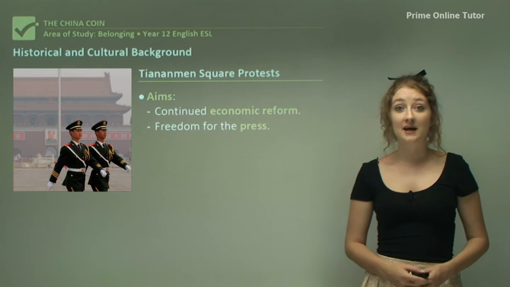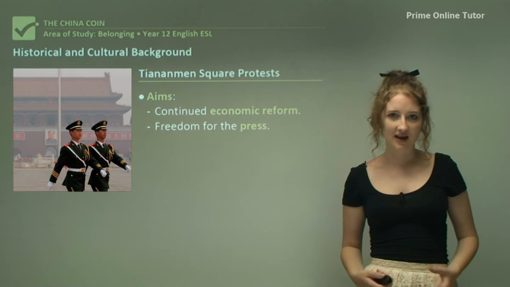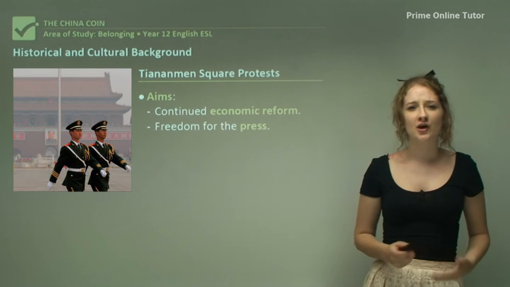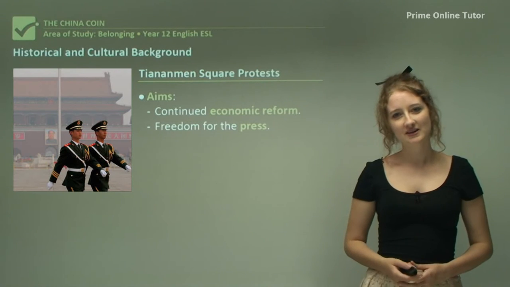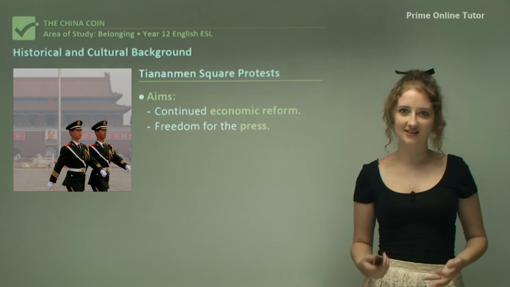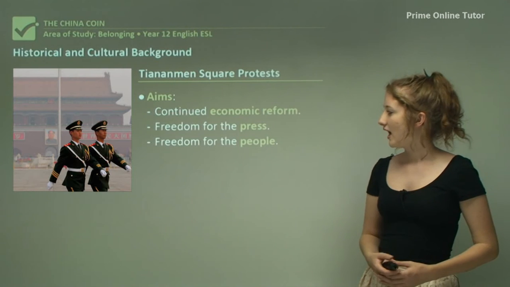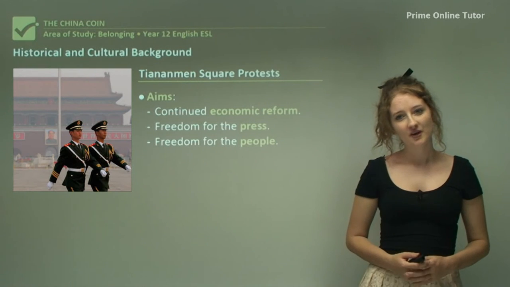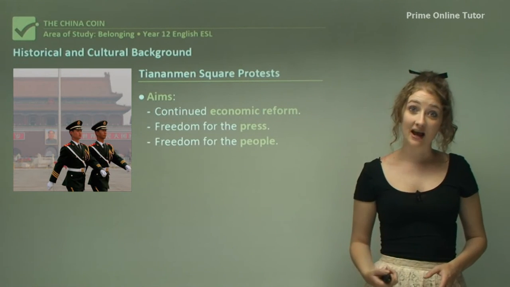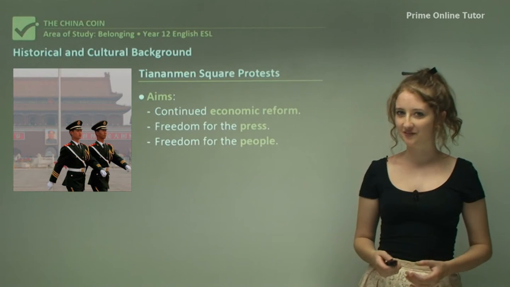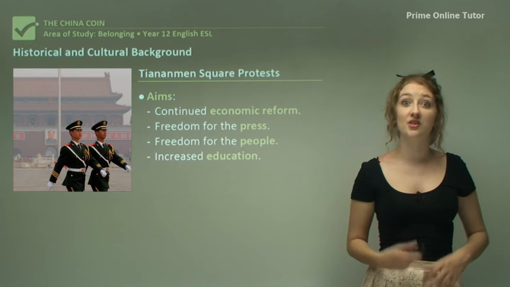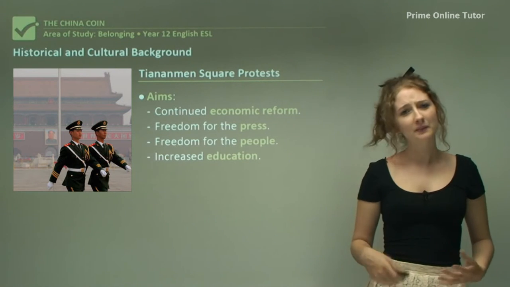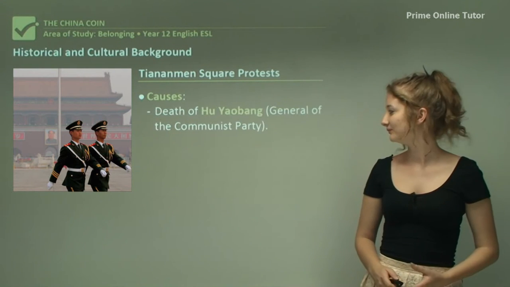You also had the demands for freedom of the press, so the idea that journalists should be able to write truthfully and openly about what was occurring, and things like censorship shouldn't exist. Freedom for the people in general, so those basic democratic rights which the Chinese people were really pushing for. An increase in education levels and the quality of education which people in China could access.